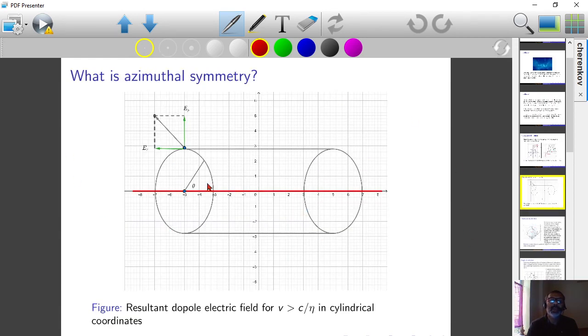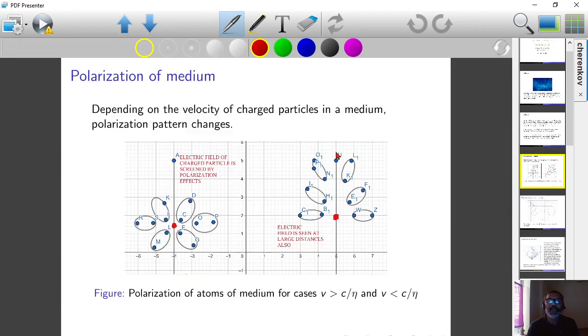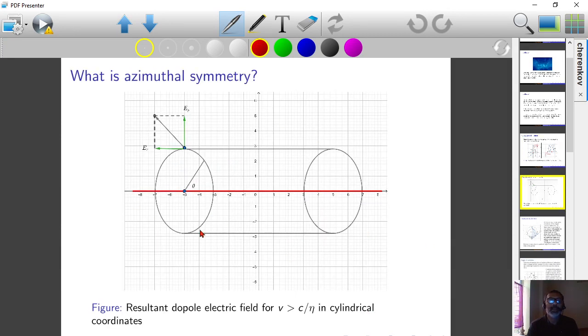Here we have a cylindrical coordinate system. When the charged particle is moving at very high velocities, the atoms have azimuthal symmetry, but they do not have axial symmetry. If we look at the cylinder, this is the azimuthal angle theta. That means the polarization is symmetric when we increase theta, but the polarization is not the same when we move along the axis.